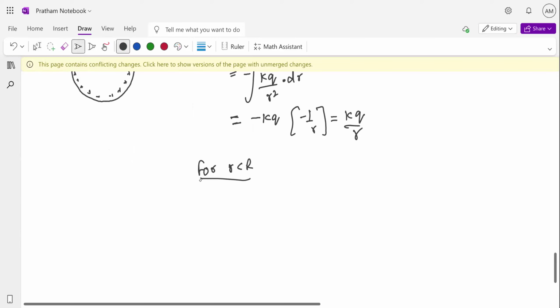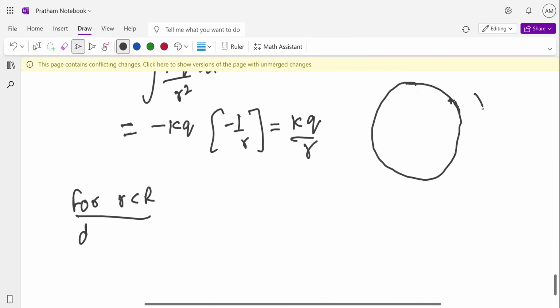Look, one thing. You know that when I'm at the surface, very surface, charge is just present at the surface. Surface means to say surface has some width, right?